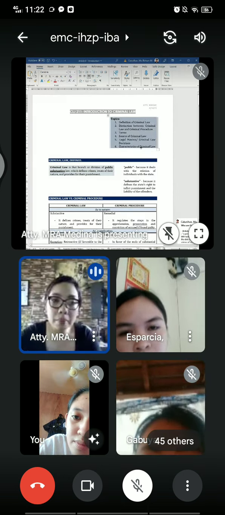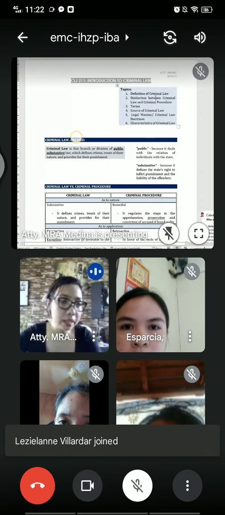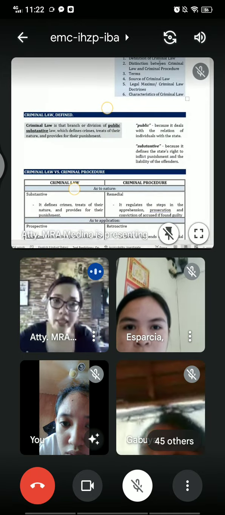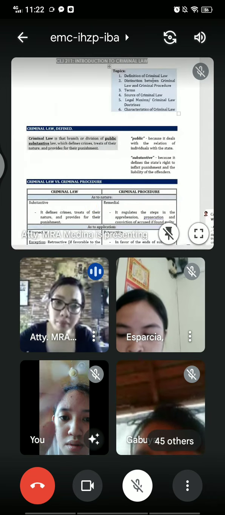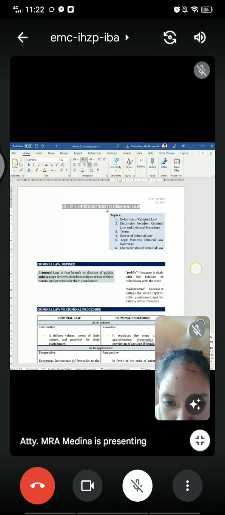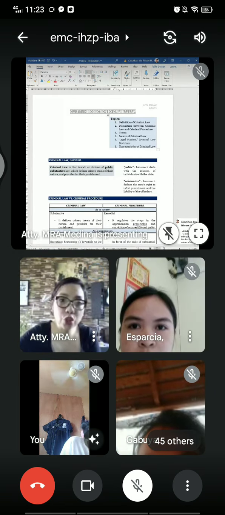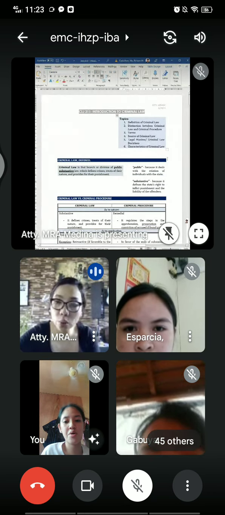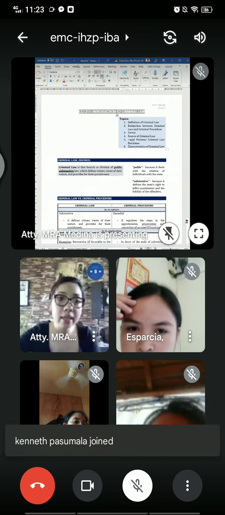So today we shall learn the following items: the definition of criminal law, the distinction between criminal law and criminal procedure, some other important terms in criminal law, the sources of criminal law, some legal maxims, and characteristics of criminal law. So look at your PLA again. As we go along in our discussion, kindly take note, okay?